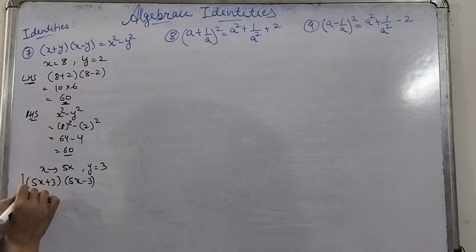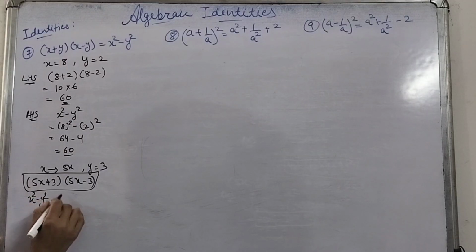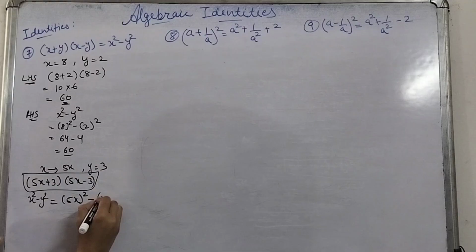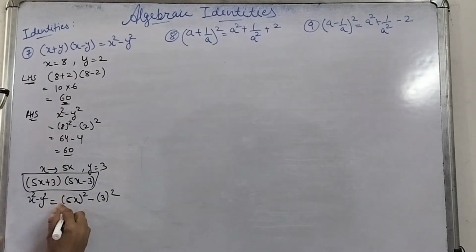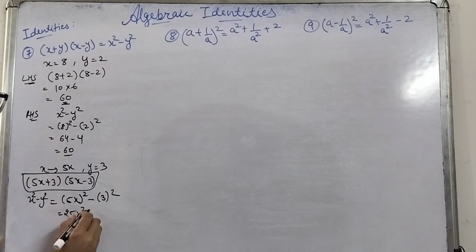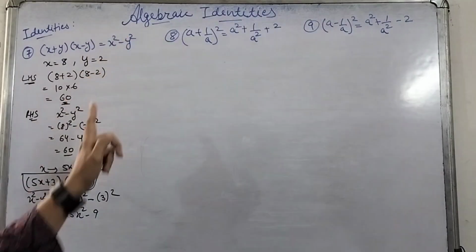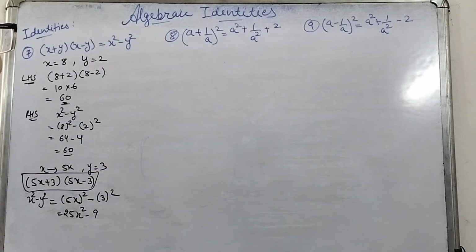So the product of these two expressions will be x square minus y square, that is 5x whole square minus 3 square. 5x whole square means 5x into 5x, that is 25x square minus 9 will be the answer. We need not multiply it, directly we can say that the answer will be 25x square minus 9.